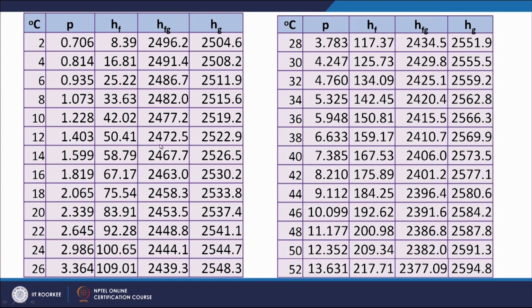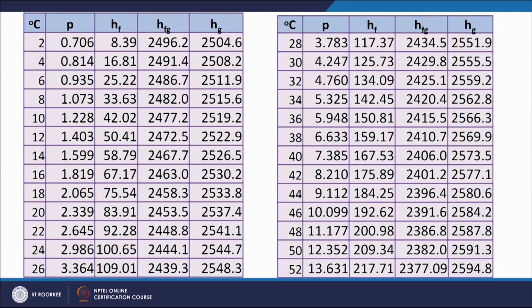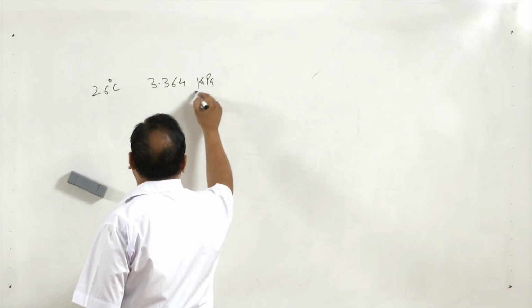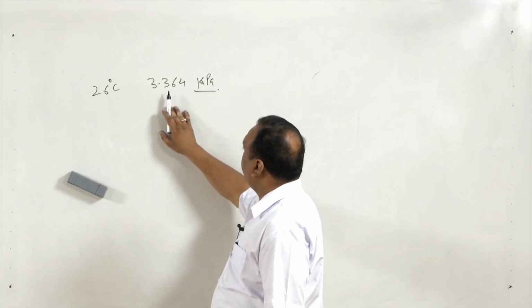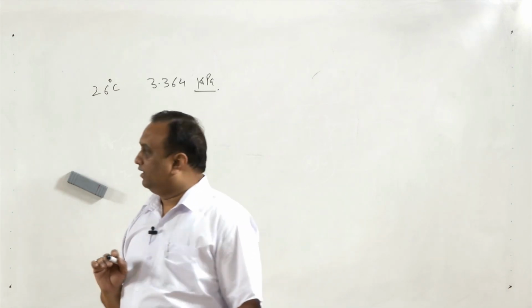The saturation pressure of steam or water vapor is given on the right side. Let us say at 4 degree centigrade, the saturation pressure is only 0.814, and suppose this room is at 26 degree centigrade. At 26 degree centigrade, the saturation pressure is 3.364 kilopascal. Now, this is the saturation pressure at 26 degree centigrade, right.